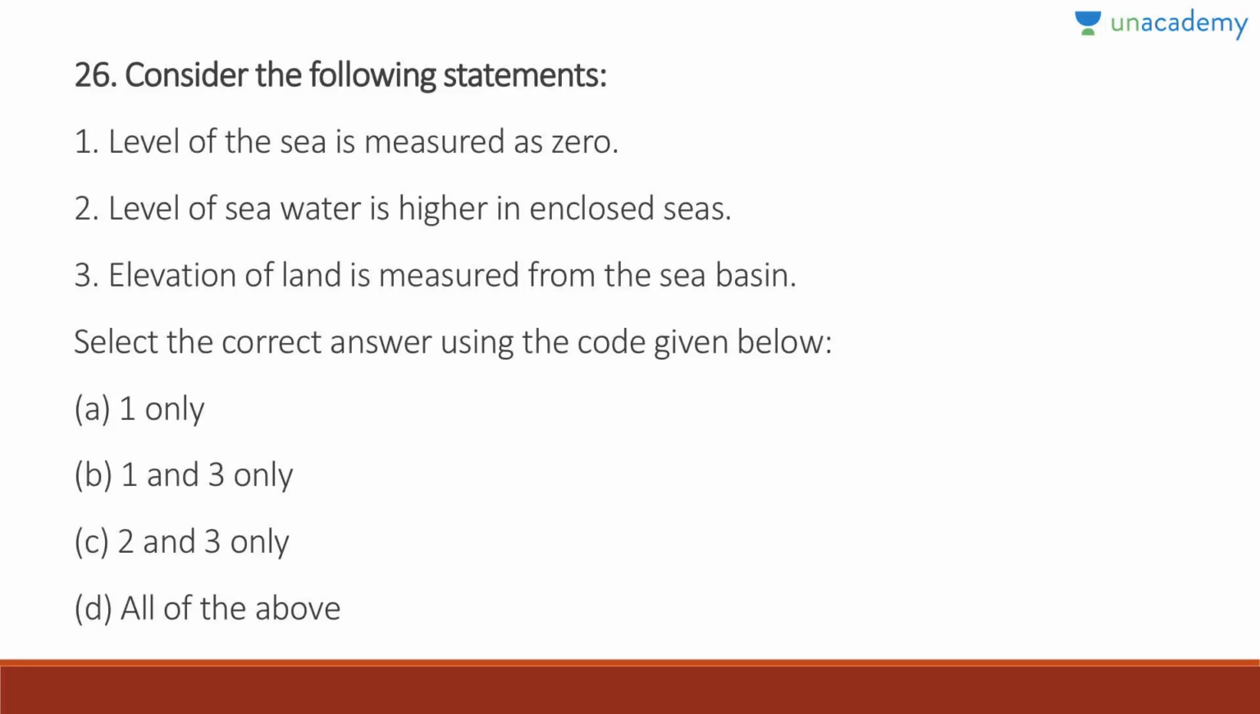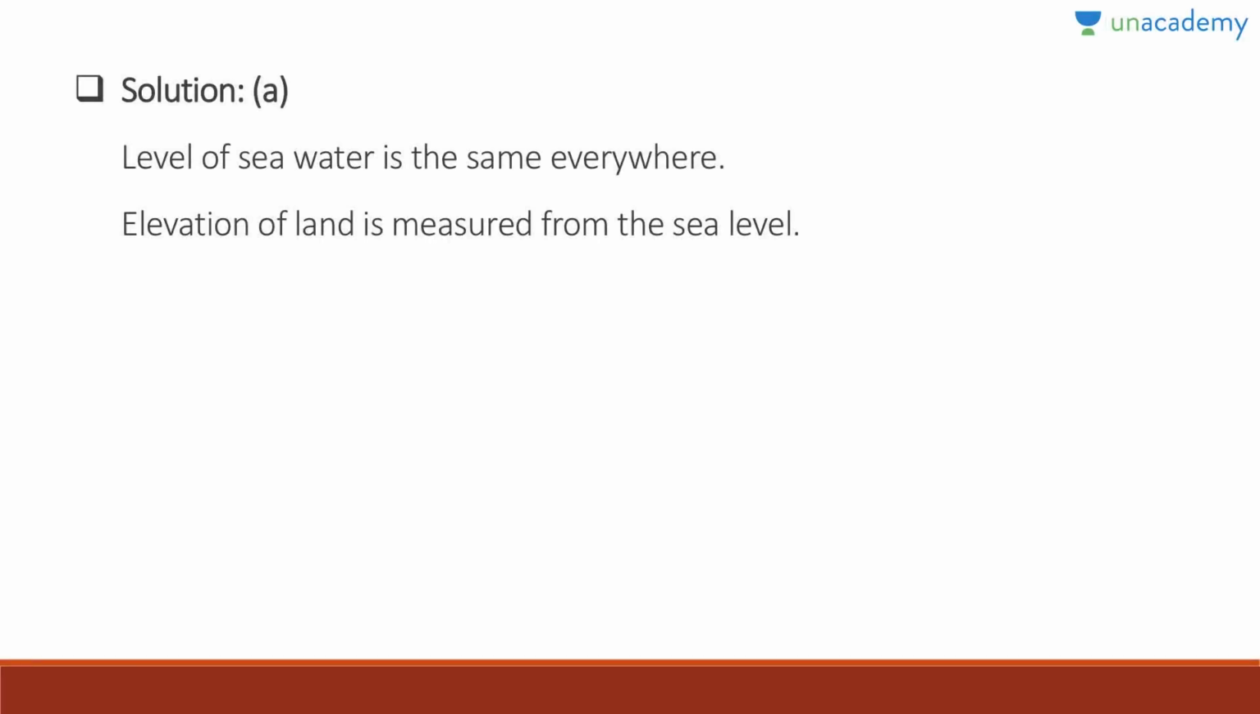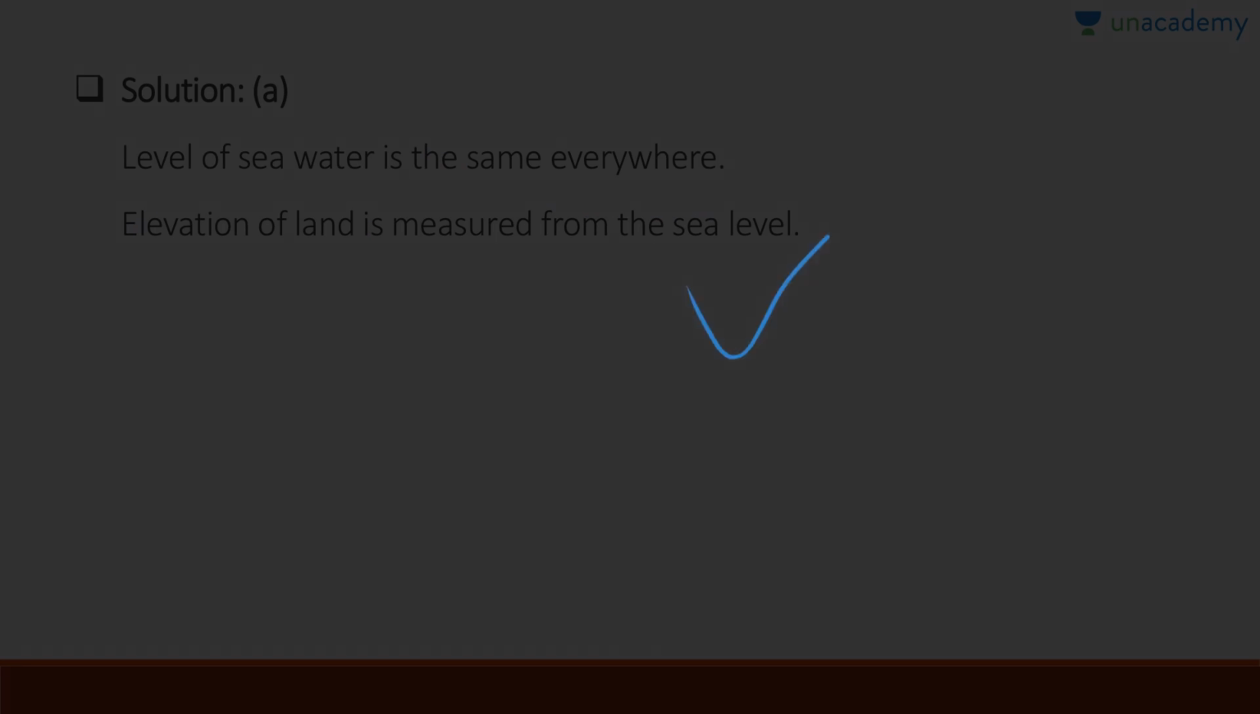Consider the following statements. Level of the sea is measured as 0. Yes, this is correct. Level of seawater is higher in enclosed seas. This is wrong. Level of the seawater is the same everywhere. Elevation of land is measured from the sea basin. No, elevation of land is measured from the sea level, because sea level is 0. So answer here is A, only the first option is correct. So level of sea water is the same everywhere, and elevation of land is measured from the sea level. So answer here is A.